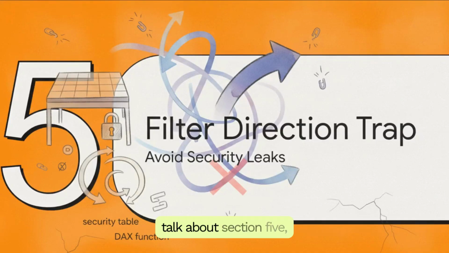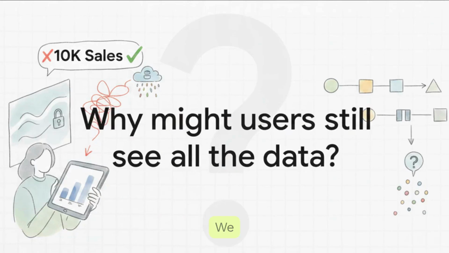Finally, let's talk about Section 5, the filter direction trap. So, picture this. We have our security table, we have our DAX function, and it seems flawless. But consider this crucial question. You've set up everything correctly. You have a user named Alice who is mapped to a region that only has 4K in sales. She logs in, but her screen shows the grand total of 10K in sales. The security is leaking. Why on earth is she seeing all the data when RLS is applied?